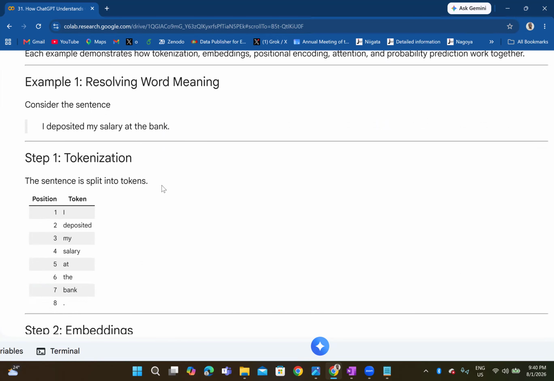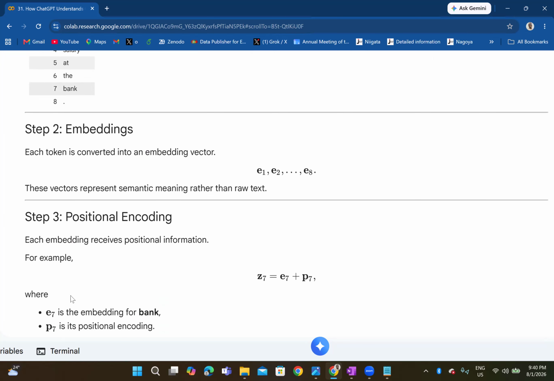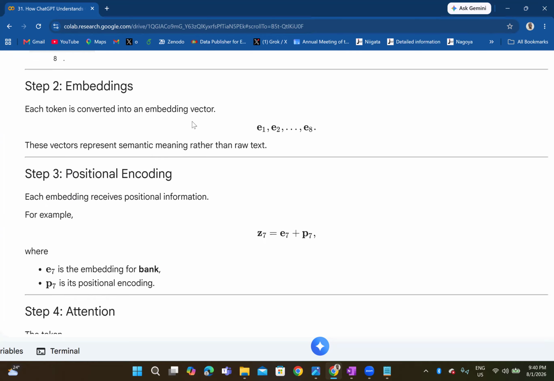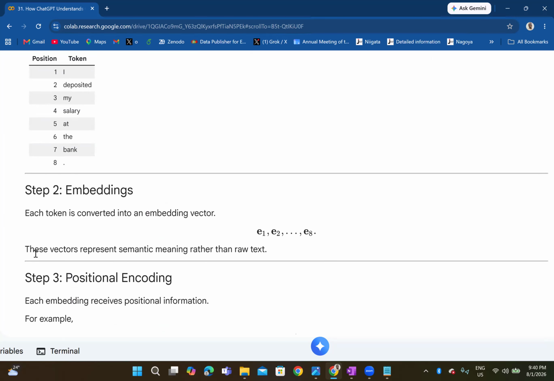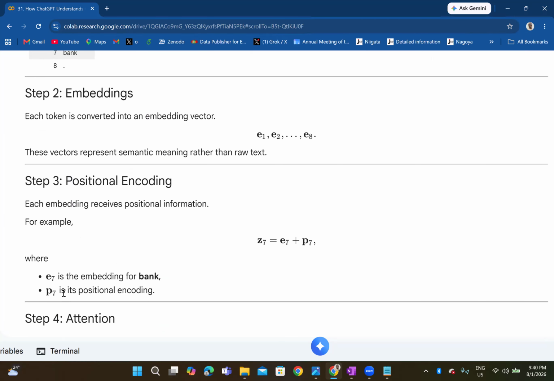The sentence is split into tokens 1 to 8. Each word and the full stop takes a position from 1 to 8, and you have the embeddings. Each token is converted into an embedding vector E1 to E8. These vectors represent semantic meaning rather than raw text. Then positional encoding: each embedding receives positional information. For example, Z7 is E7 plus P7, where E7 is the embedding for bank. As you can see, bank is 7, and the position is also 7.